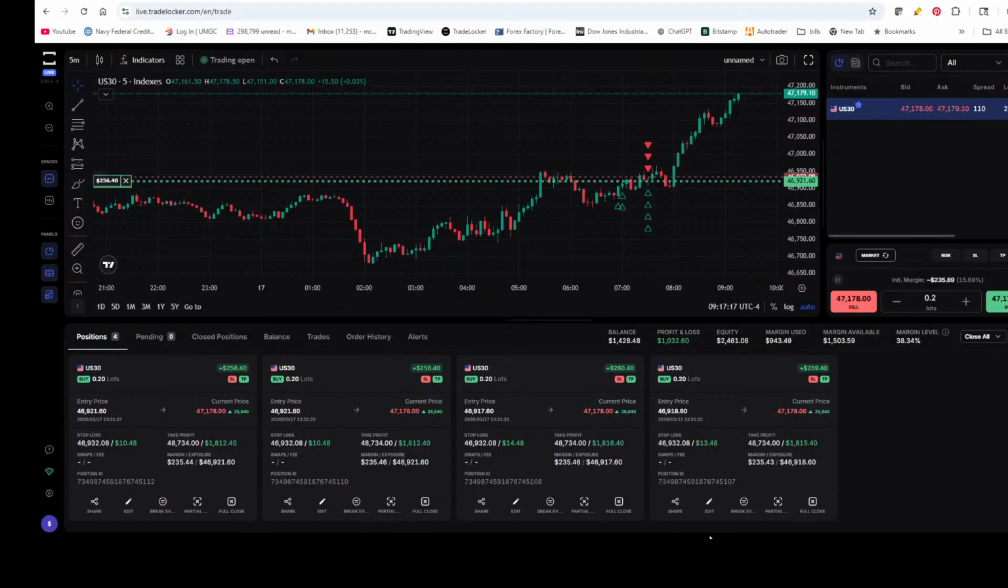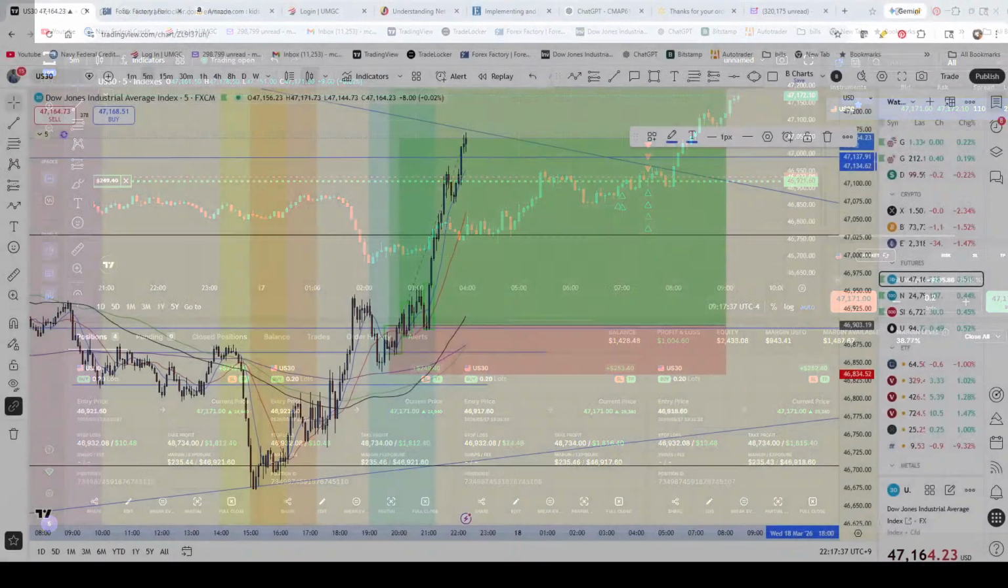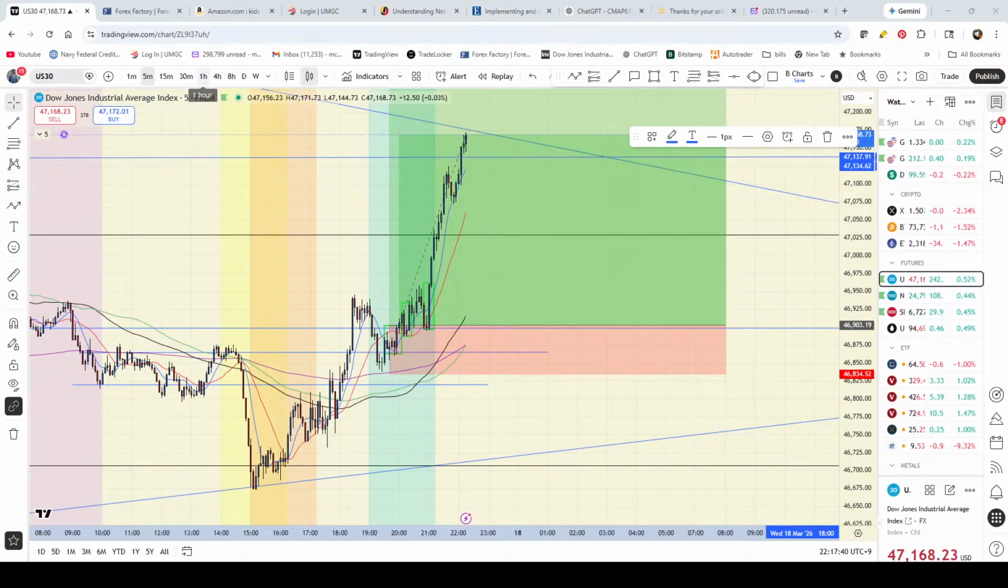You can see I'm up a band. Yay! I made a band today. All right, I still feel like it's more. I still feel like it's more. And why do I feel like it's more in this setup?